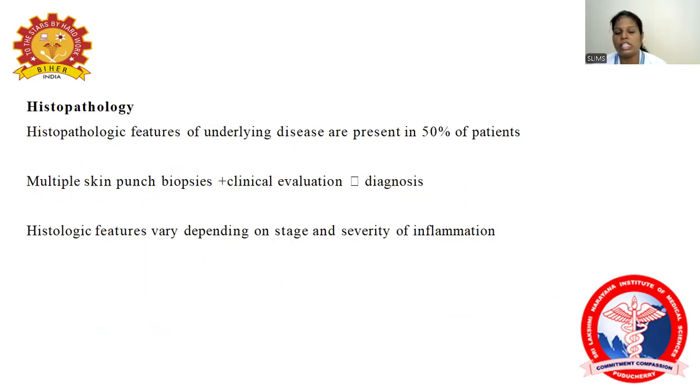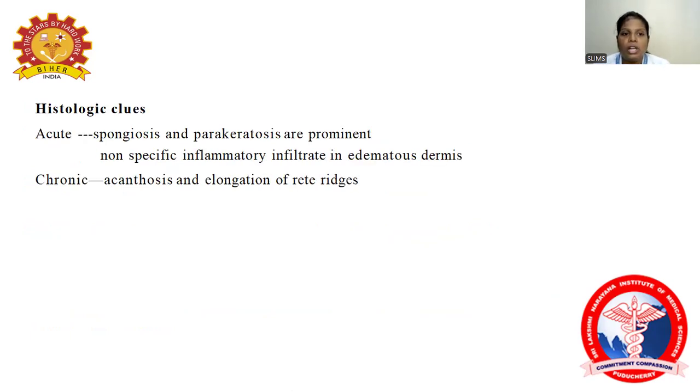Coming to histopathology, histopathological features of the underlying disease are present in 50% of patients. Multiple skin punch biopsies plus the clinical evaluation result in the diagnosis. Histological features vary depending on stage and severity of inflammation. Histologic clues: in acute, there can be spongiosis, parakeratosis, or prominent non-specific inflammatory infiltrate in the edematous dermis. Chronic condition shows acanthosis, nothing but an increase in the thickness of the epidermis, and elongation of rete ridges.